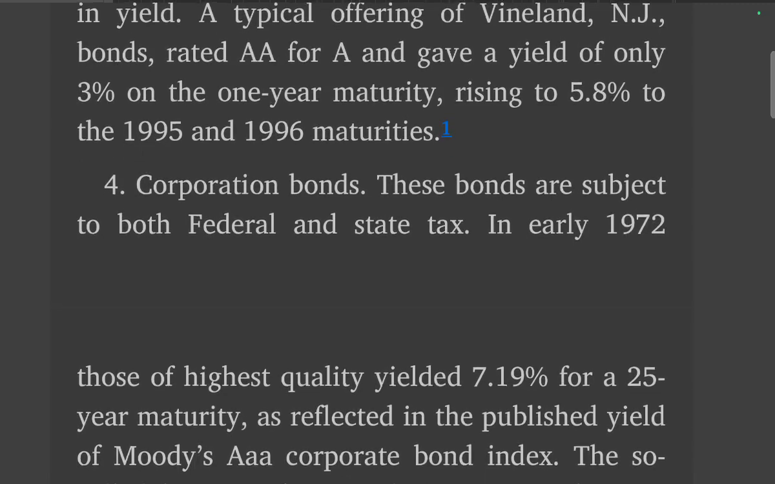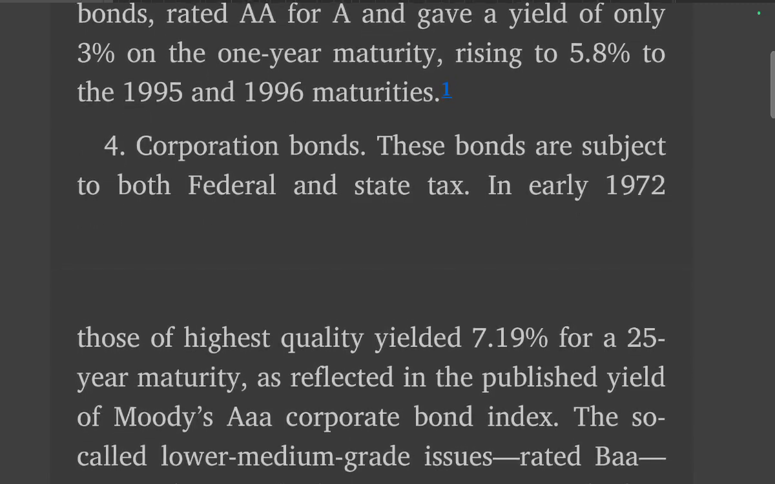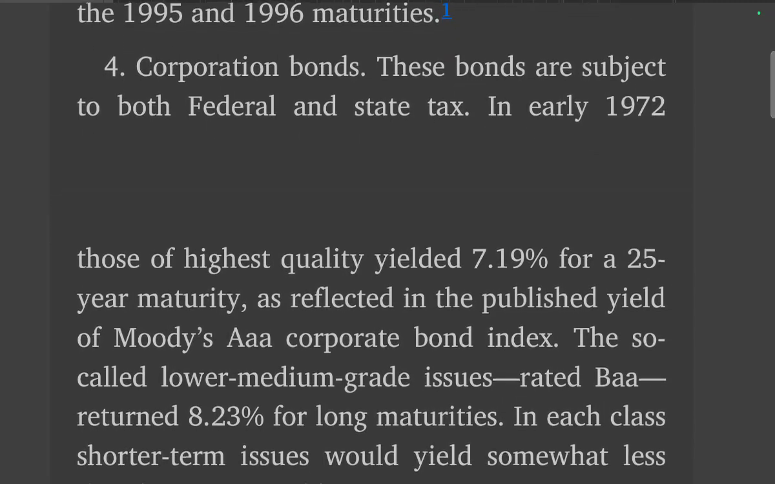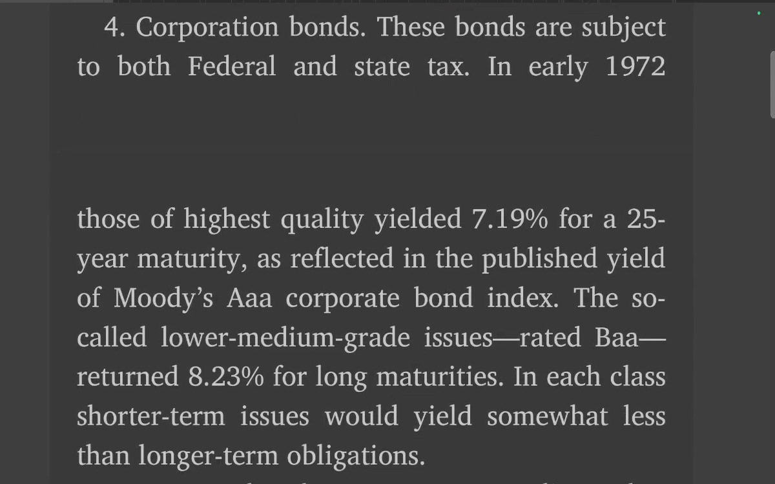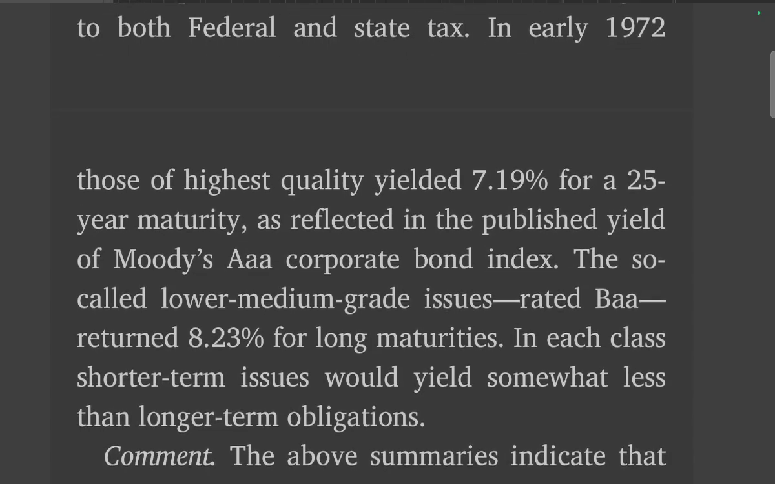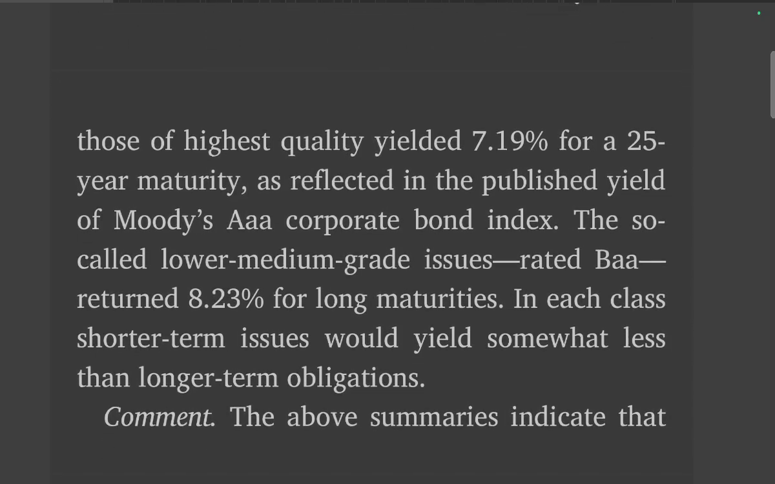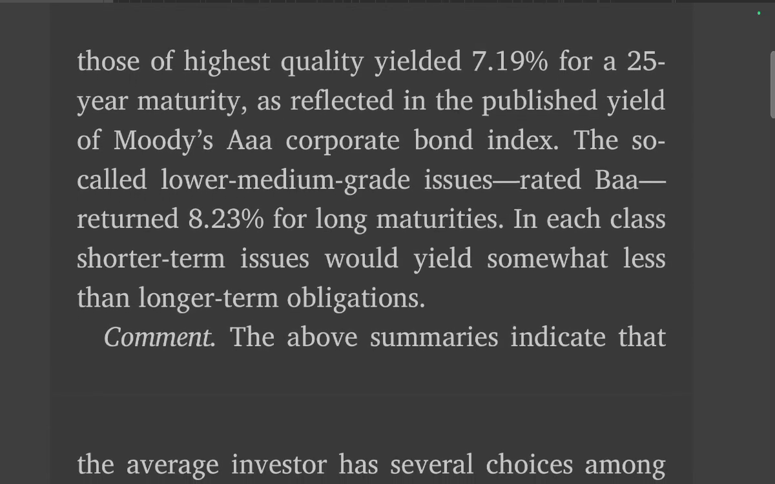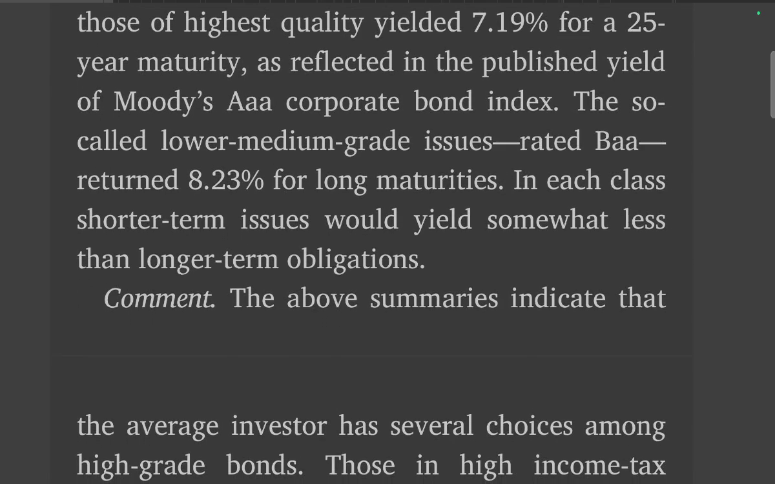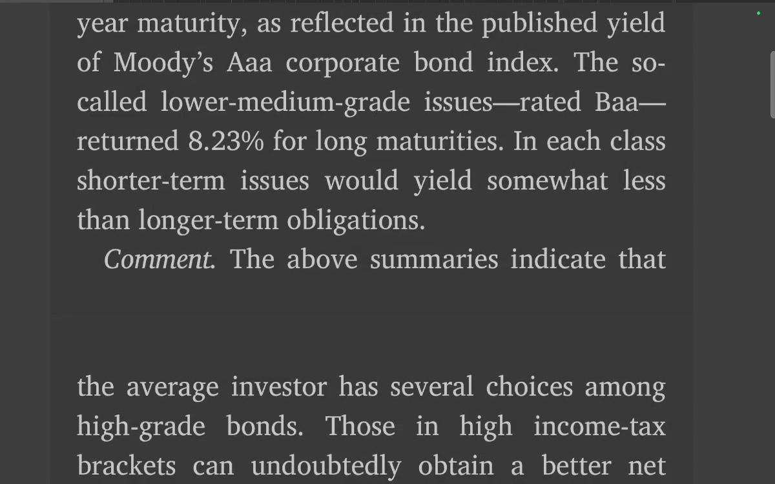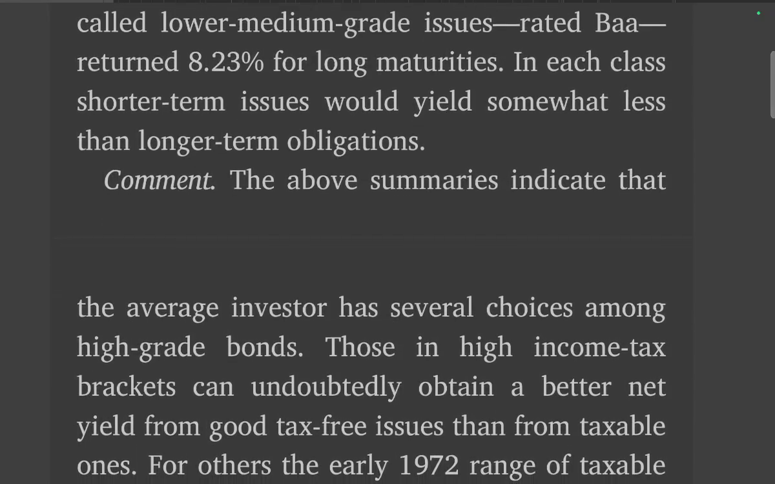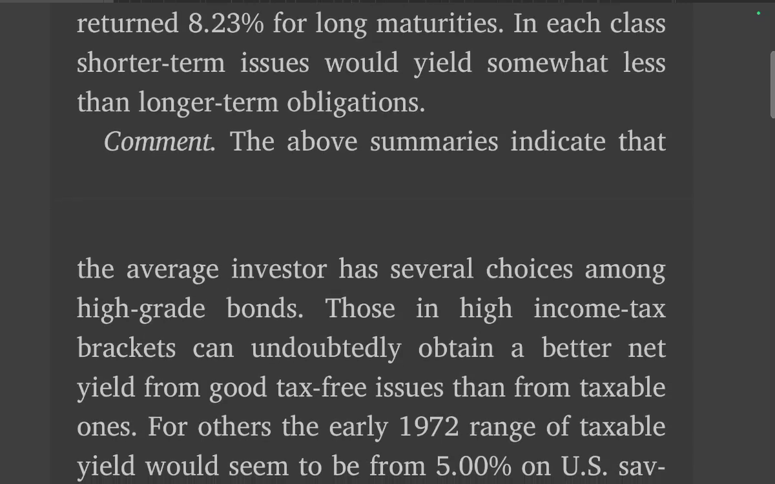The corporation bond. This bond is subject to both federal and state tax. In early 1972, those of high quality yielded 7.19% at 25-year maturity. This reflected the published yield of Moody's AAA corporate bond index. There is also what is called the lower medium grade issue. Baa bonds returned 8.23% at a long maturity. In this case, the short-term issues would yield somewhat less than the longer-term obligations.